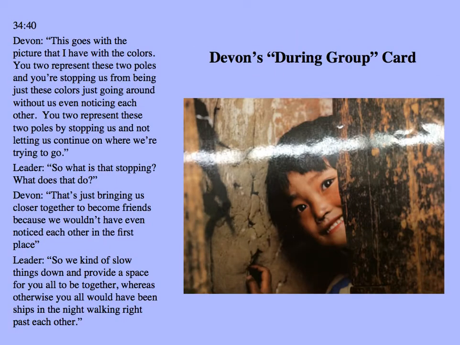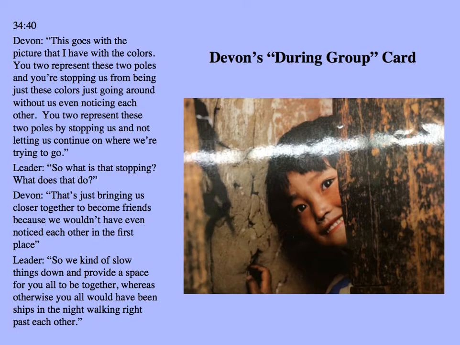His second card, during group, he says, this goes with the picture that I have with the colors. You two leaders represent these two poles, these wooden poles in this drawing, and you're stopping us from being just these colors just going around without us even noticing each other. You two represent the two poles by stopping us and not letting us continue on where we're trying to go. So what is that stopping? What does that do? And Devin says, that's just bringing us closer together to become friends because we wouldn't have even noticed each other in the first place.